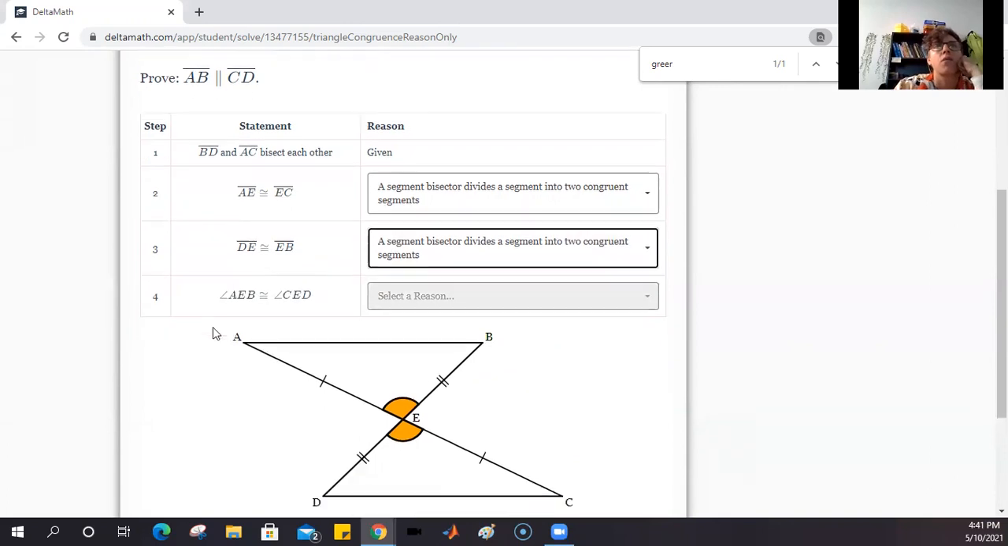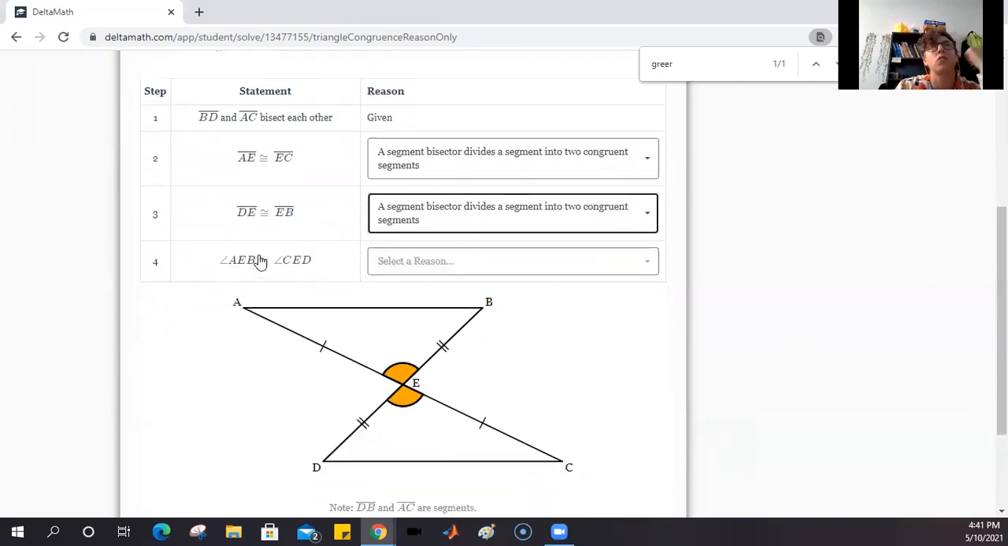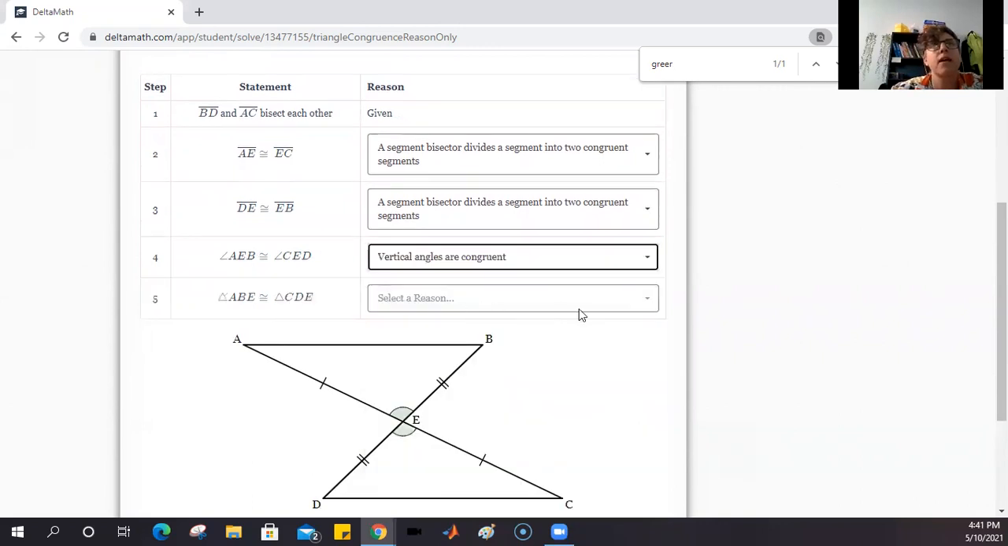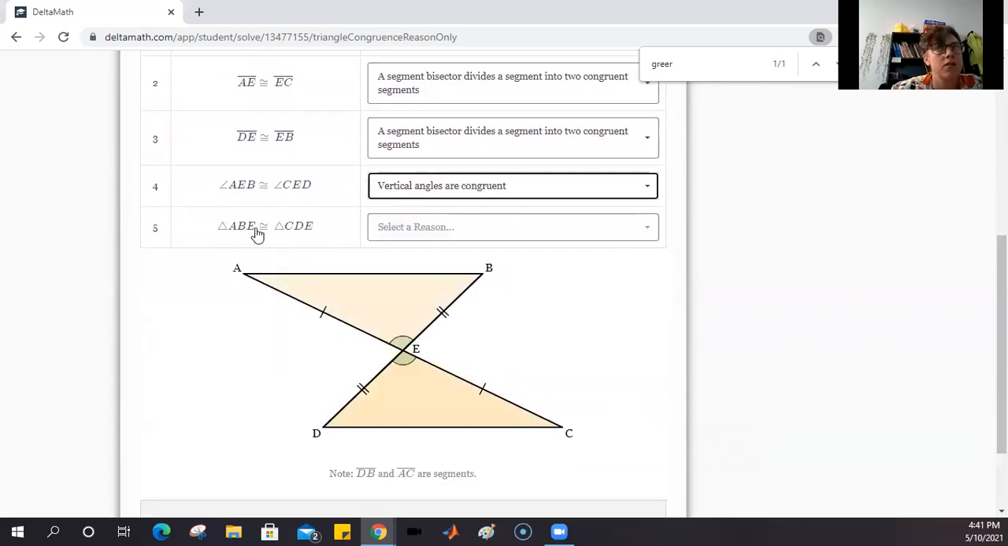Now, why are these angles congruent to each other? They're across from each other when two lines cross. So these are called vertical angles, and vertical angles are congruent. Now, why would these triangles be congruent?